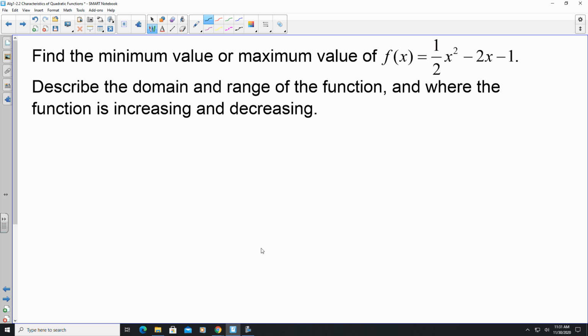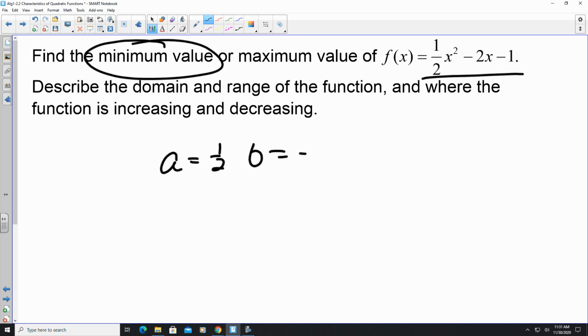So here we have a function, and it's written in standard form. f of x is equal to 1/2 x squared minus 2x minus 1. They want to know what the minimum and maximum value is. All right, so because a is a positive 1/2, we are looking at a minimum value. So now what we have to do is find what that minimum value is. So a is 1/2, b is -2, c is -1.